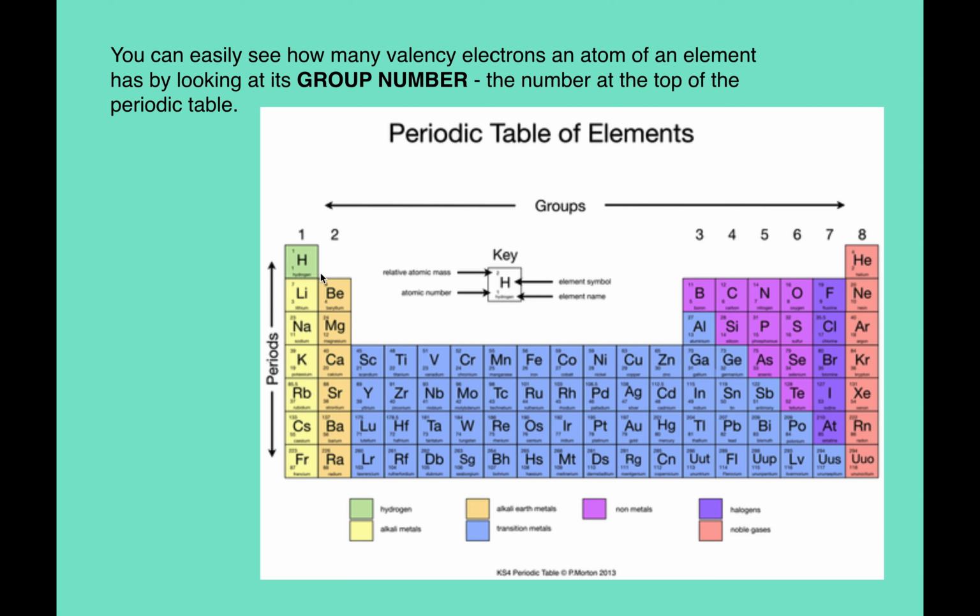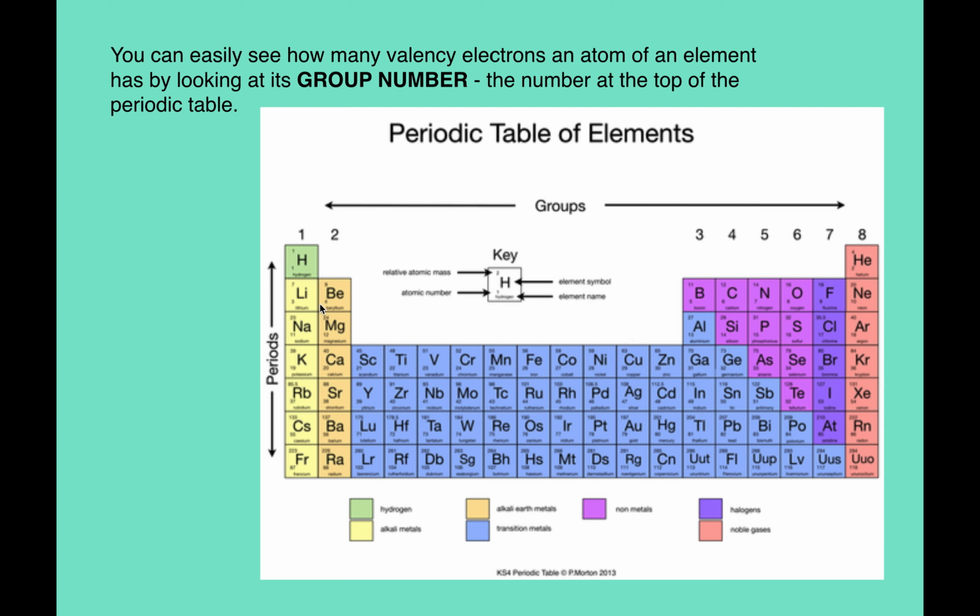So, if I say to you, how many electrons has carbon got in its outer shell? How many valency electrons has carbon got? You can say, what group's it in? It's in group 4, so it's got 4 electrons in its outer shell. Oxygen, it's in group 6. How many electrons in the outer shell? It's got 6 electrons in its outer shell. It's got 6 valency electrons.